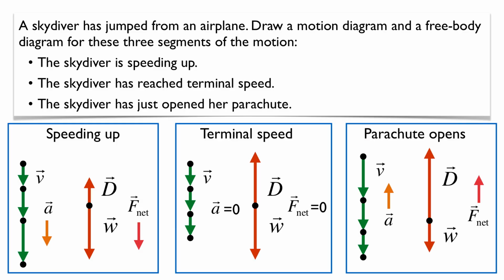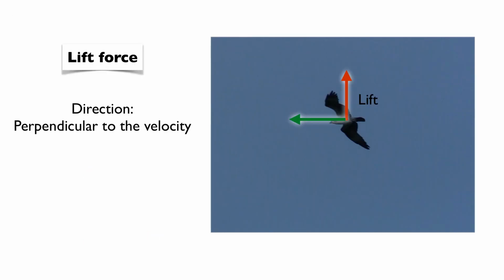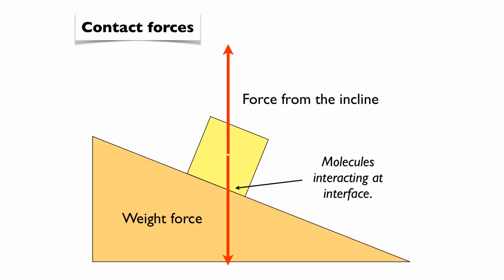And here's a more careful version of these three motion diagrams and free body diagrams for your consideration. Now there's also a lift force. When things move through the air, you have a force which is parallel to the motion but opposite it. That's the drag force. The lift force is perpendicular to the velocity, okay? And that's something we will be interested in.